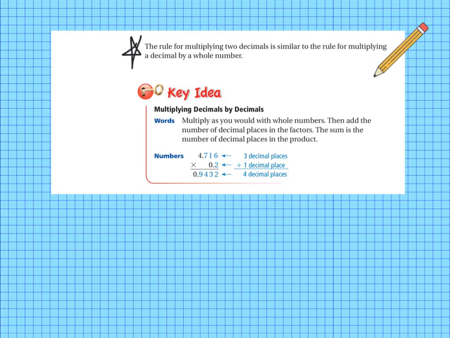Multiplying decimals by decimals. Multiply as you would with whole numbers, then add the number of decimal places in the factors. The sum is the number of decimal places in the product. So we do what we just did, and we add up the number of decimal places in both factors. So be sure you copy this example into your notes as well.